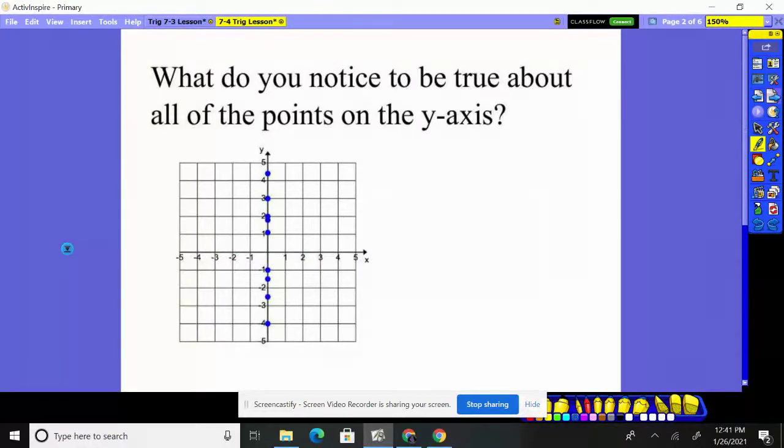Now, what do you notice to be true about all the points on the y-axis? Well, you've gone over none and up something or down something. So here, if you're on the y-axis, the y-intercept, you know the x value is always going to be 0. You've gone over none and then up something or down something.